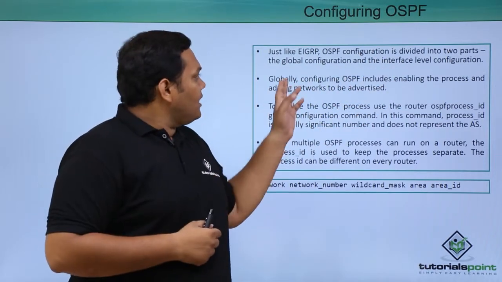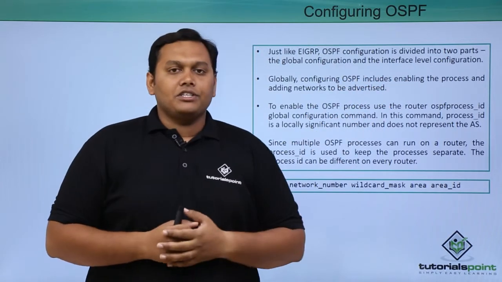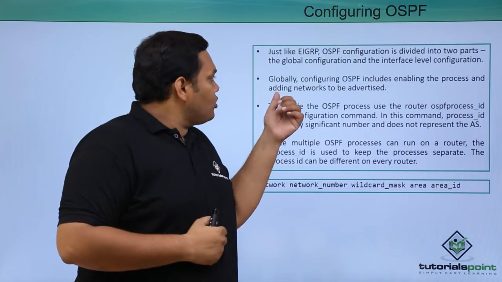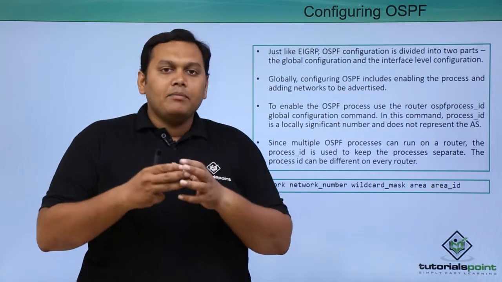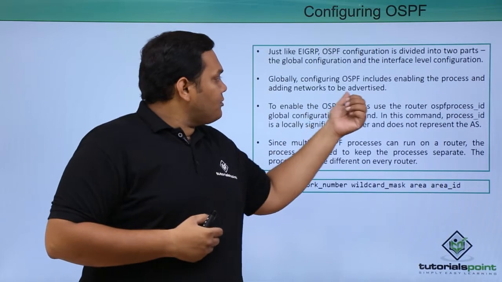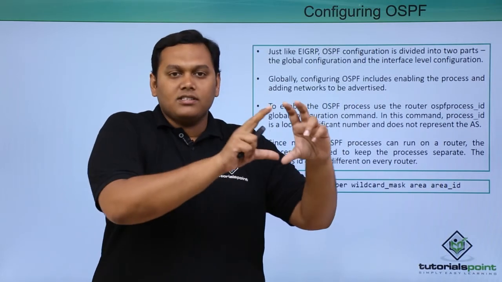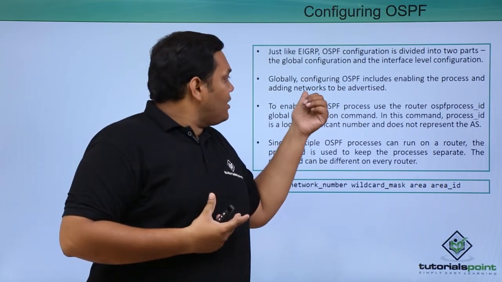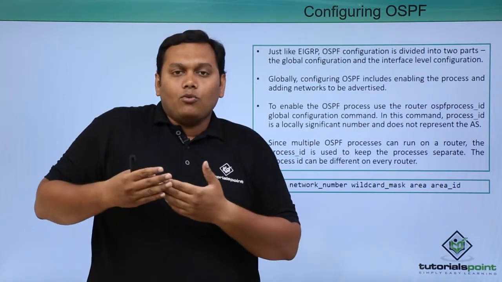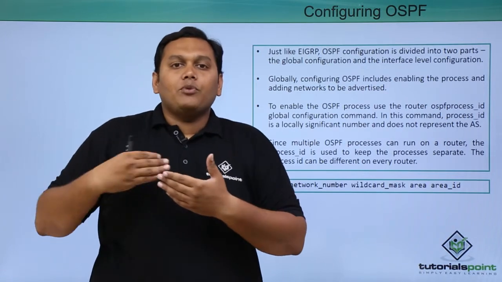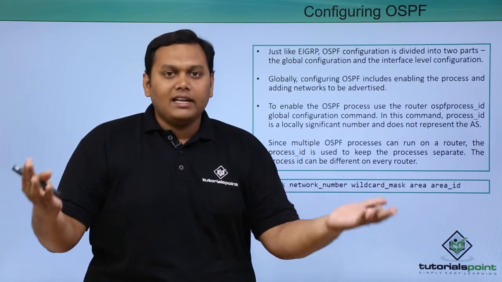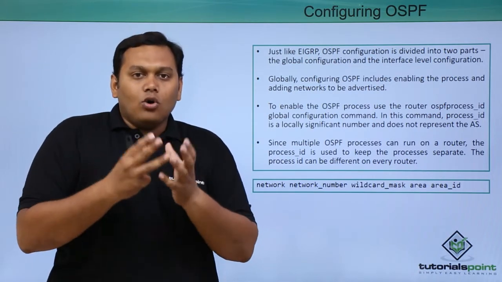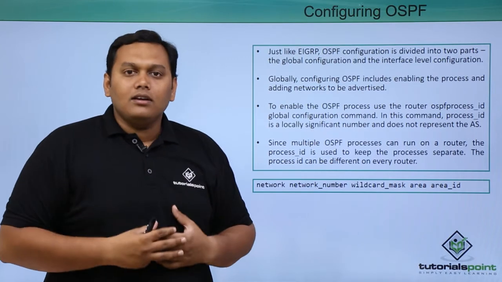So what are the parts? Global configuration and interface level configuration. Globally configuring OSPF includes enabling the process and adding networks to be advertised. That means we enable a process in the global configuration mode, and then we advertise the added networks. That means the networks getting added are advertised to all the routers, so that the routers know about the adjacent or neighboring routers here.